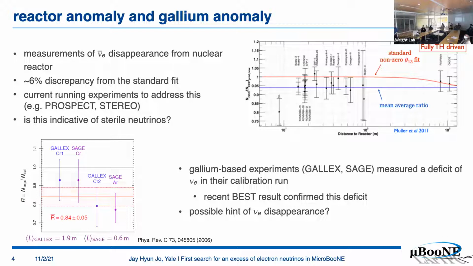So this is also the same kind of question: is there a possible hint for the UV disappearing in a short baseline?